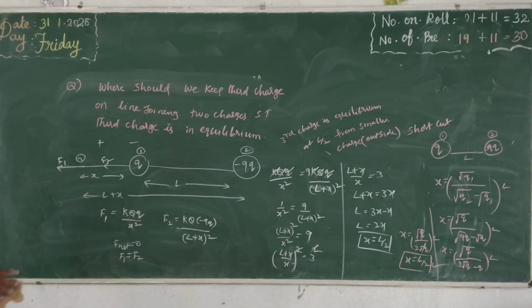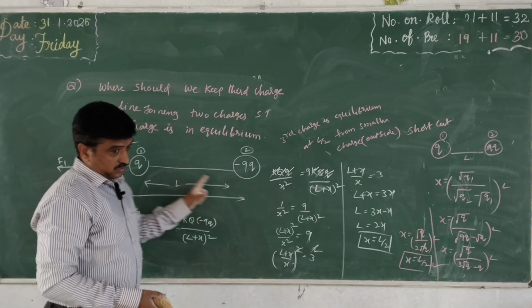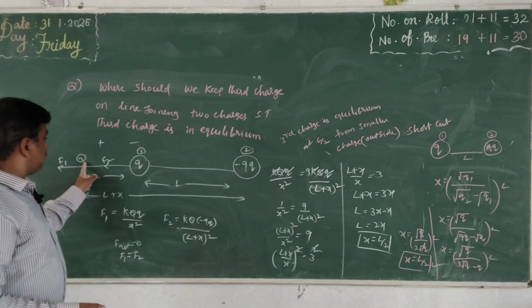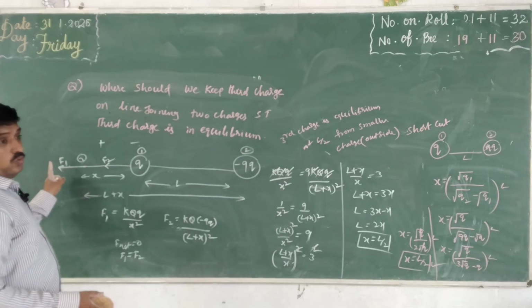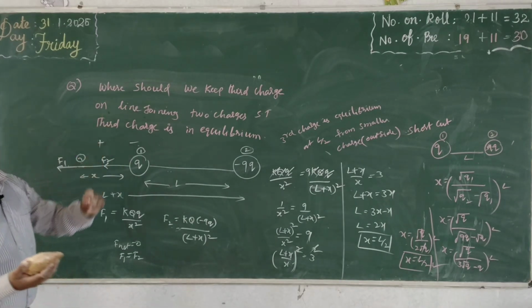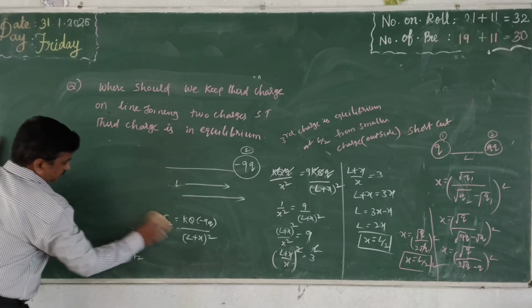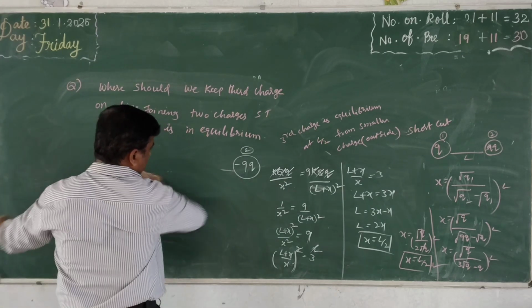Where should we keep the third charge? On the line joining the two charges such that the third charge is in equilibrium. For plus and minus charges, opposite charges, the third charge is placed outside, outside from the smaller charge. Next, the last one we can discuss.